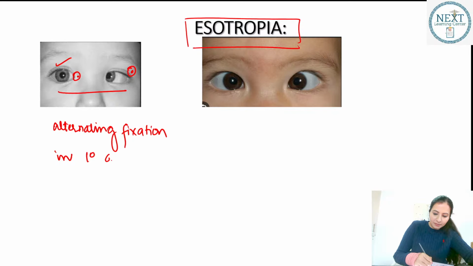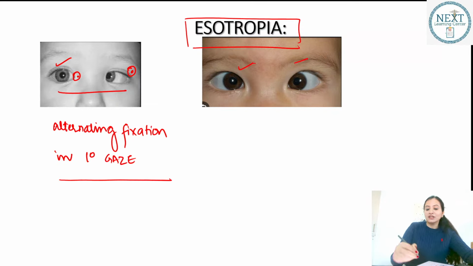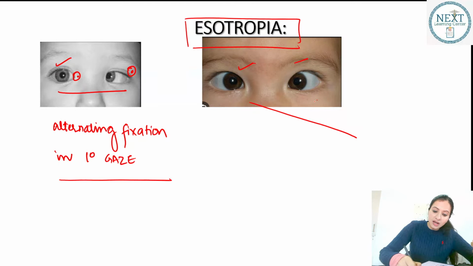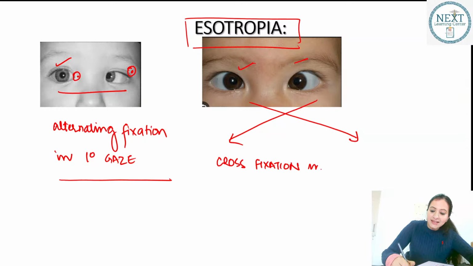in primary gaze. If you look at the eyes of this child, since this eye is esotropic, it will see this nasal field. This eye will see this visual field. So this is how they'll see the visual fields. What do you call this as? You call this as cross fixation. Since they are seeing the lateral gazes, you will call it cross fixation in lateral gaze.